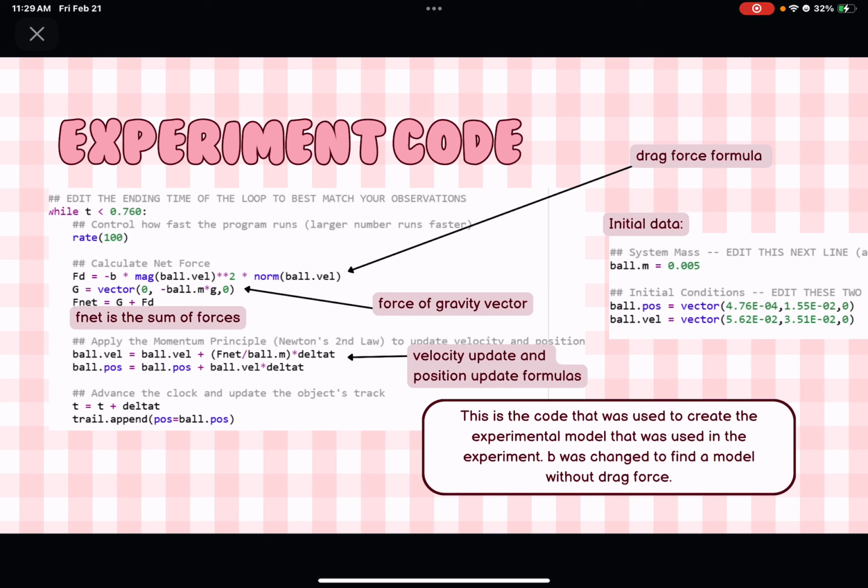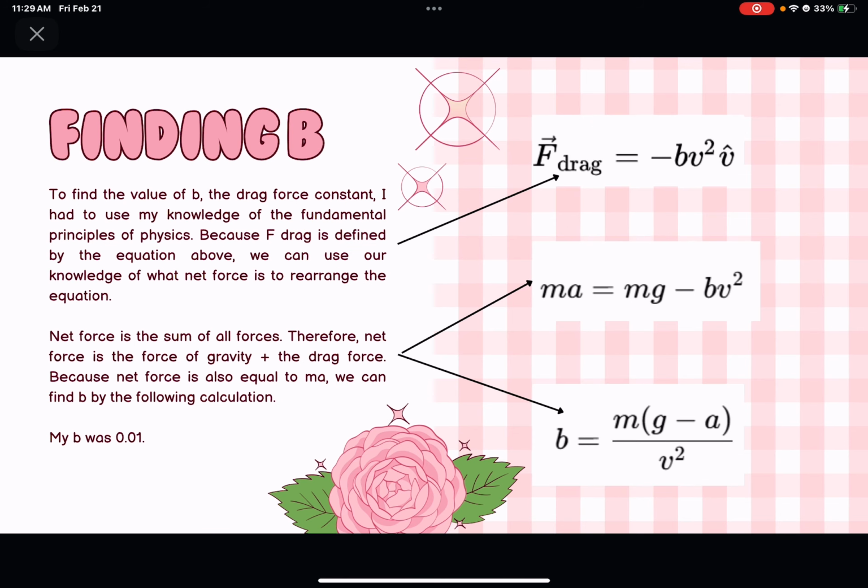Here's the initial data. The ball's mass is 0.005, and then here's the position and velocity. And b was changed to find a model without drag force, since if b equals 0, then there is no drag force.